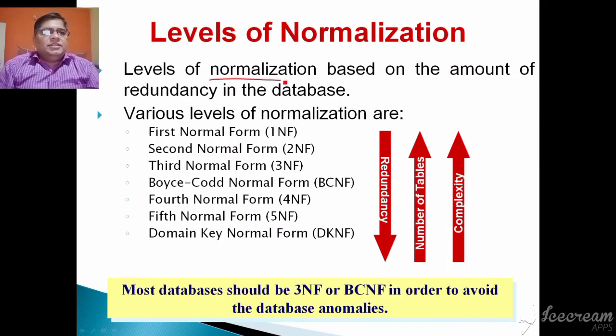Levels of normalization. The levels of normalization are based on the amount of redundancy in the database. The various levels of normalization are first normal form, 1NF, second normal form, 2NF, third normal form, 3NF, BCNF, Boyce-Codd normal form, fourth normal form, fifth normal form, and DKNF, domain key normal form. These normal form levels show reduced redundancy from top to bottom. They reduce redundancy in the normal forms.